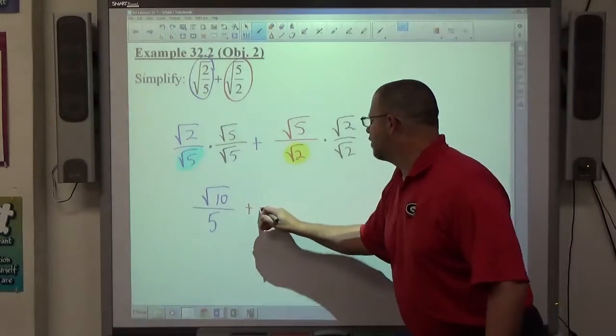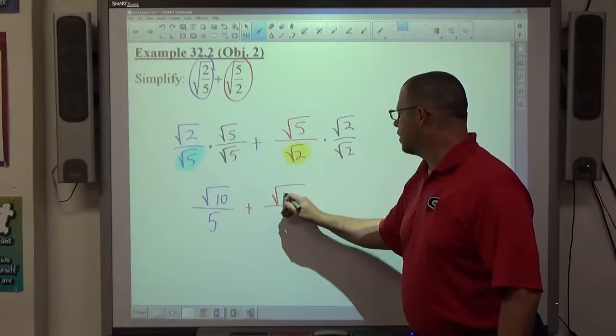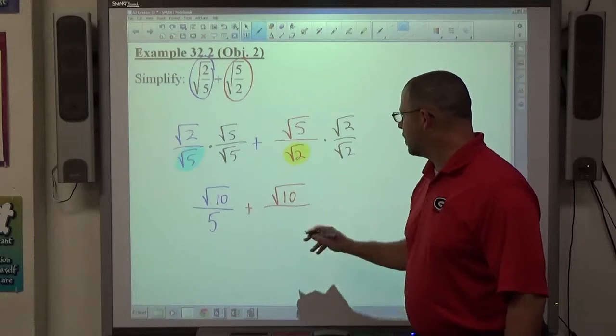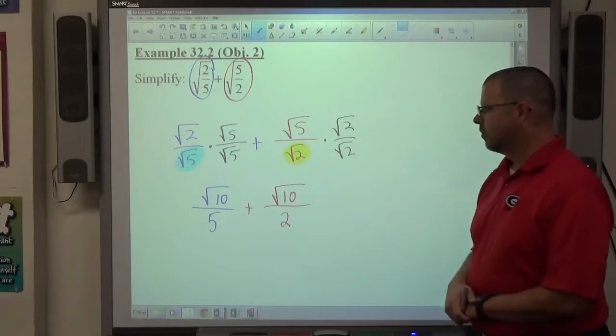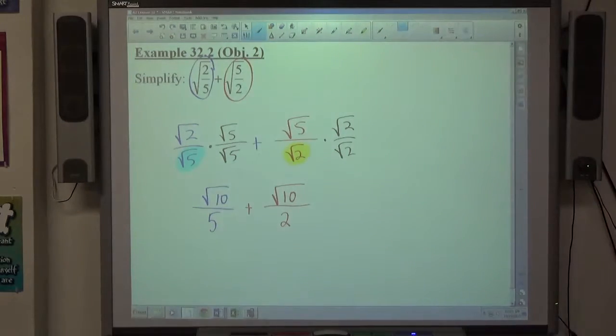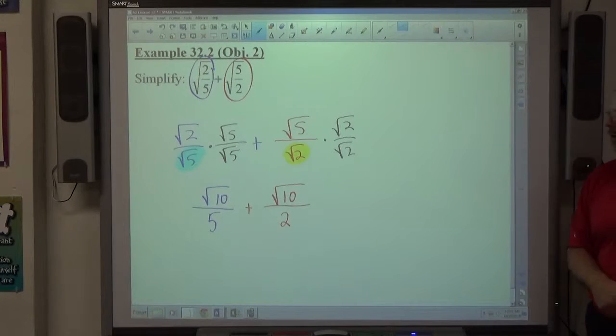The second fraction, on top we get the square root of 5 times the square root of 2, which is the square root of 10. On the bottom, square root of 2 times the square root of 2 makes 2. Once again, reduction is not possible because 10 is inside the radical, 2 is outside the radical.